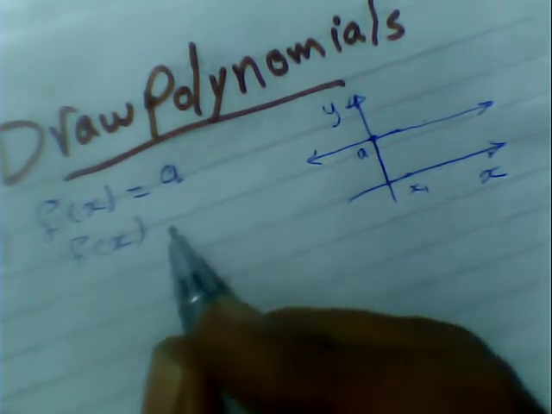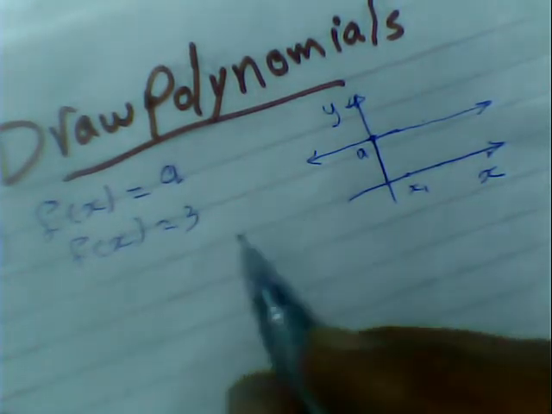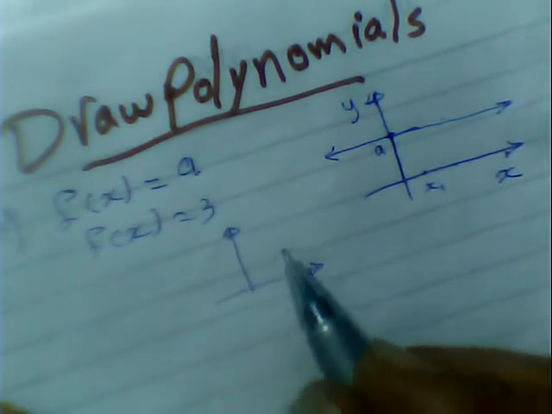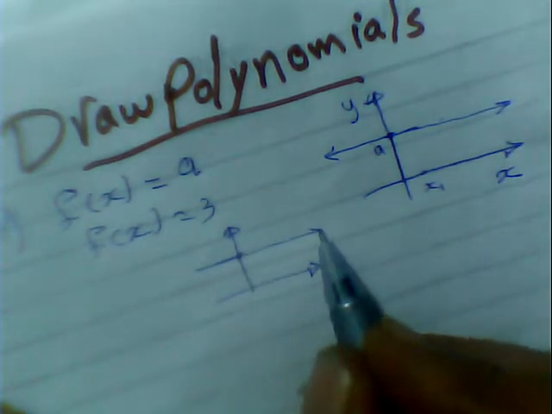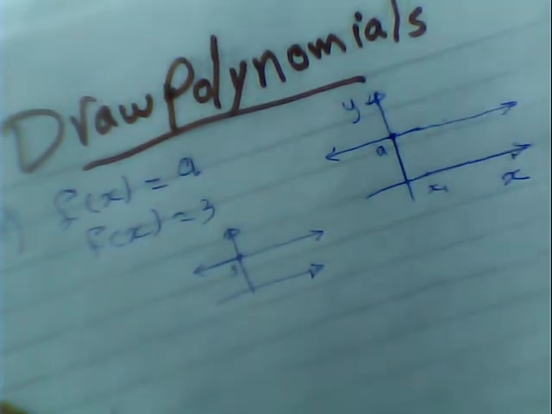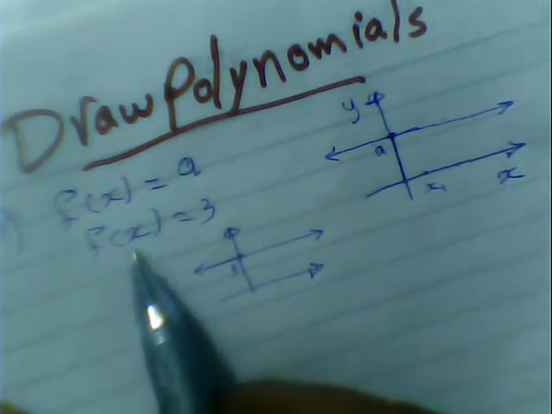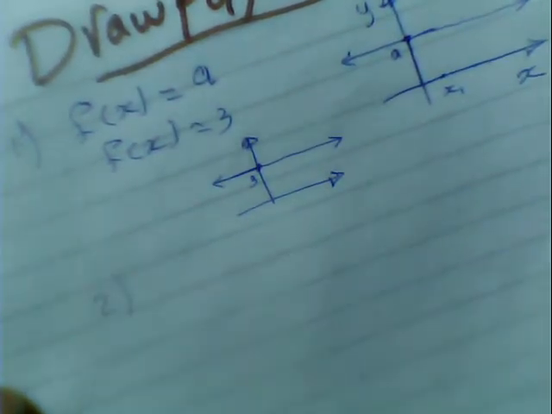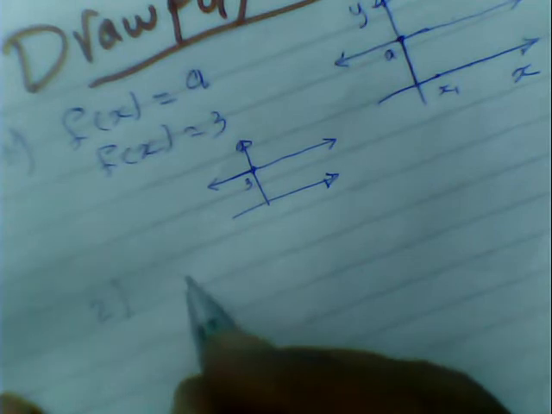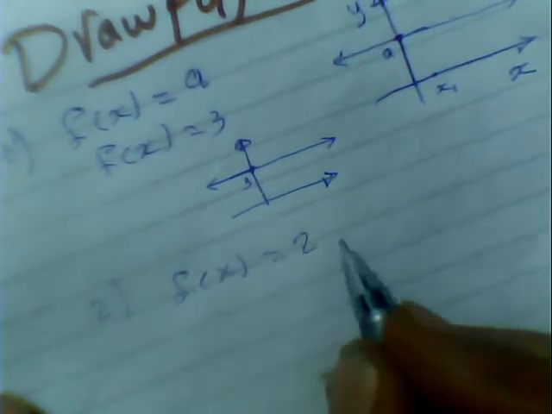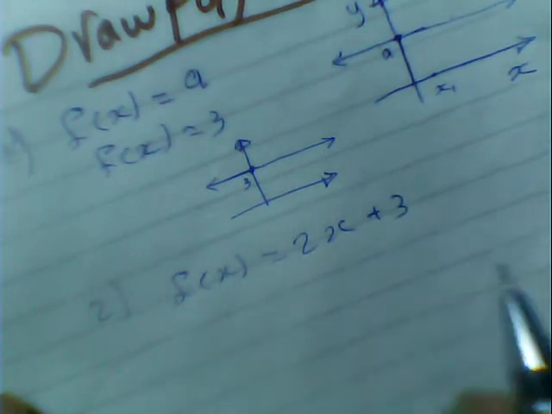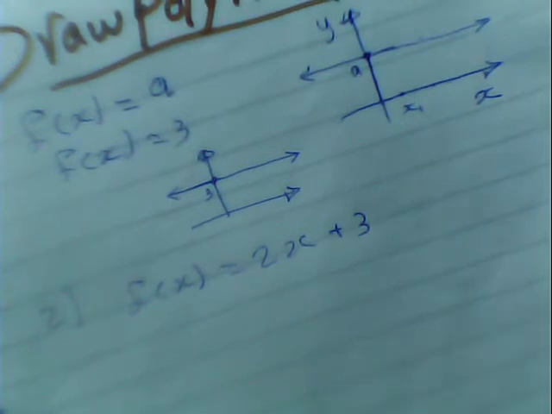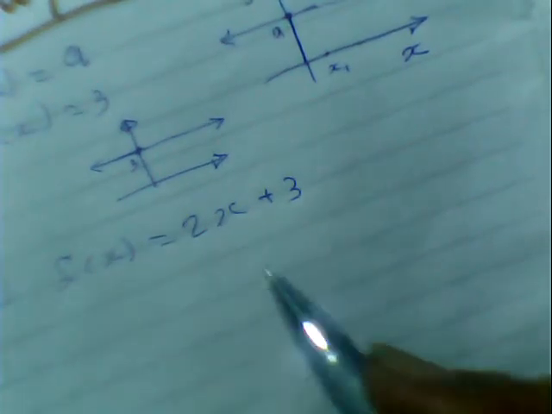Example, f of x equals 3. We can solve this so easily. We draw the x-axis, y-axis, and draw the line at 3. This is the drawing of the constant function equal to 3. This is number one. Number two, the straight line, like f of x equals 2x plus 3. How can we draw this? It is so easy to draw like this.